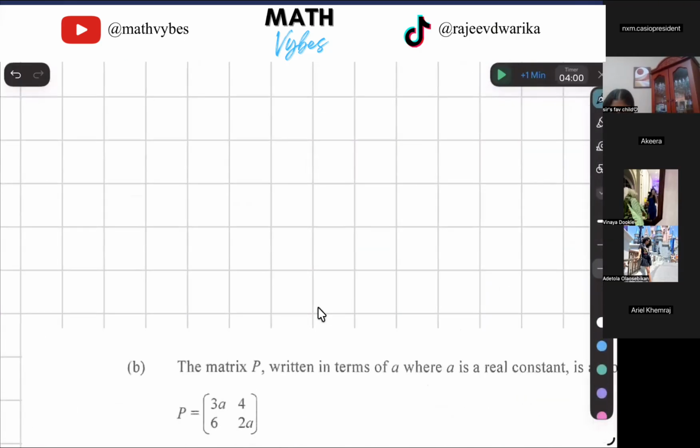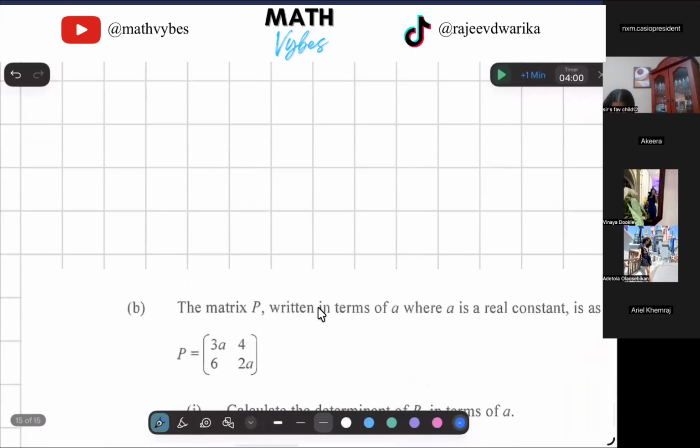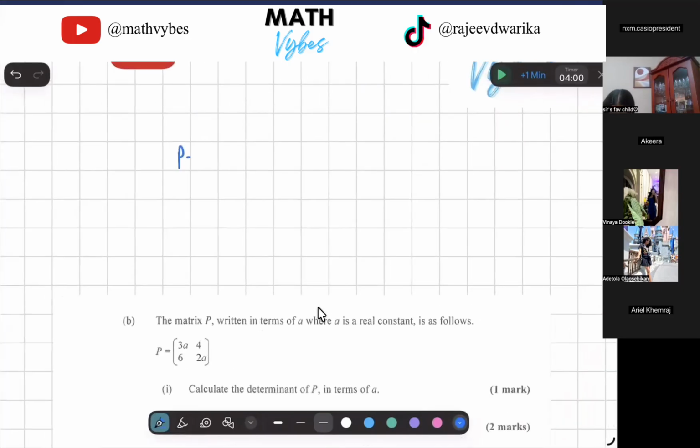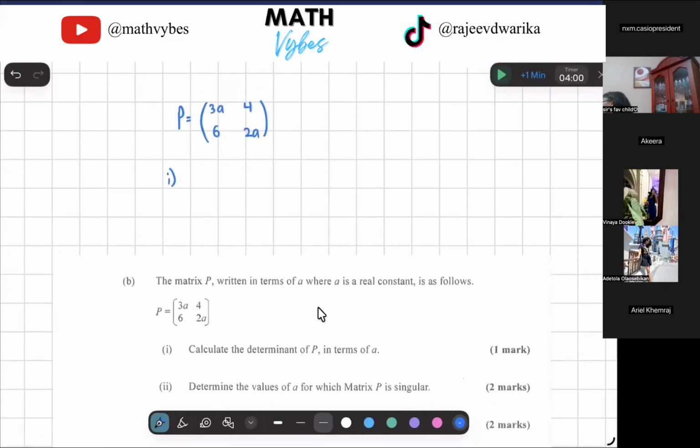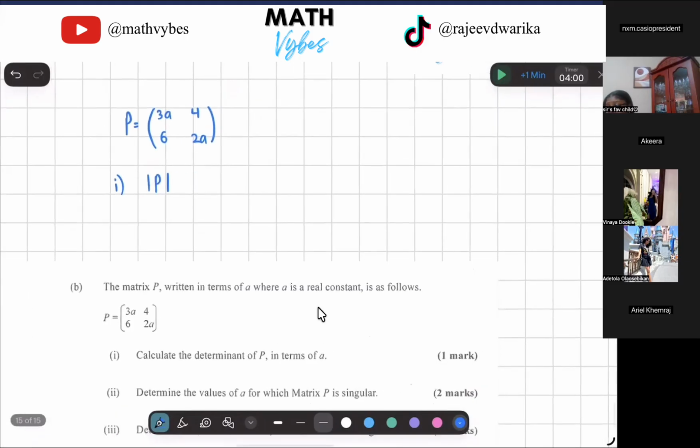So we have a matrix P, and matrix P is (3A), 4, 6, and 2A. In the first part, they want us to figure out the determinant. So, Ria, remember the symbol for determinant? Is it the line P line? The lines on the other side. Right.